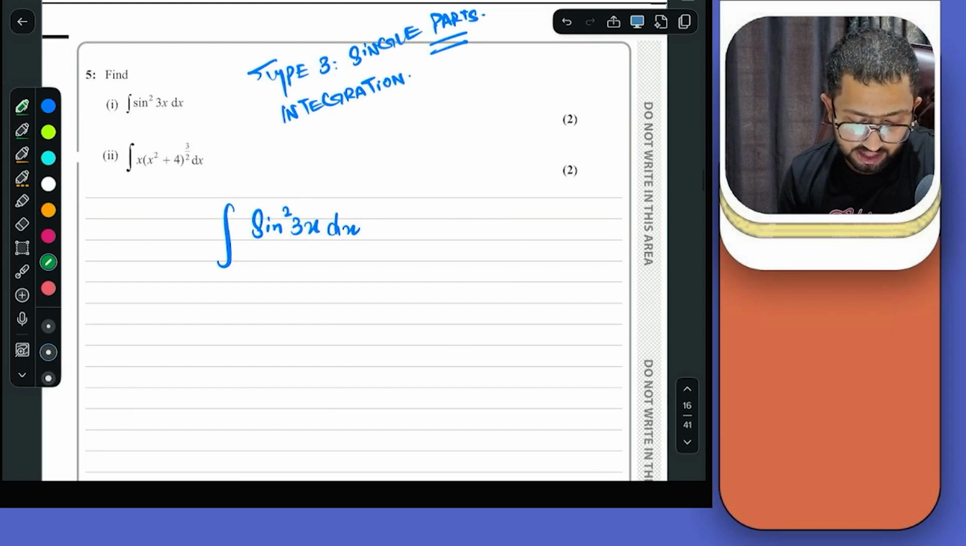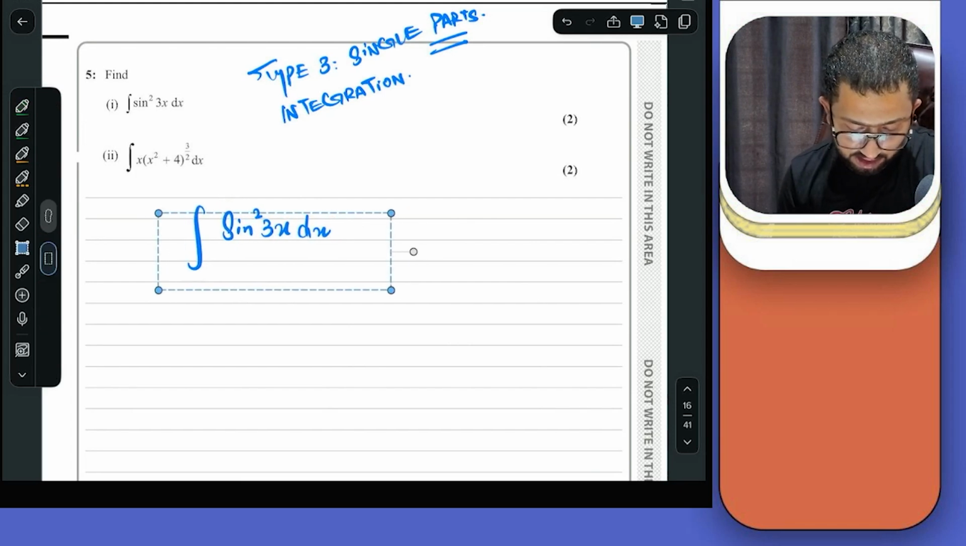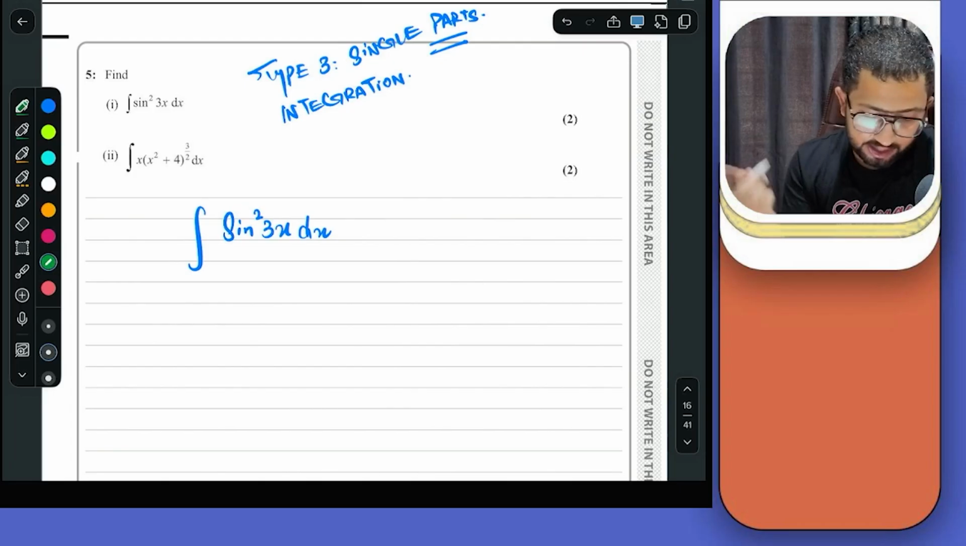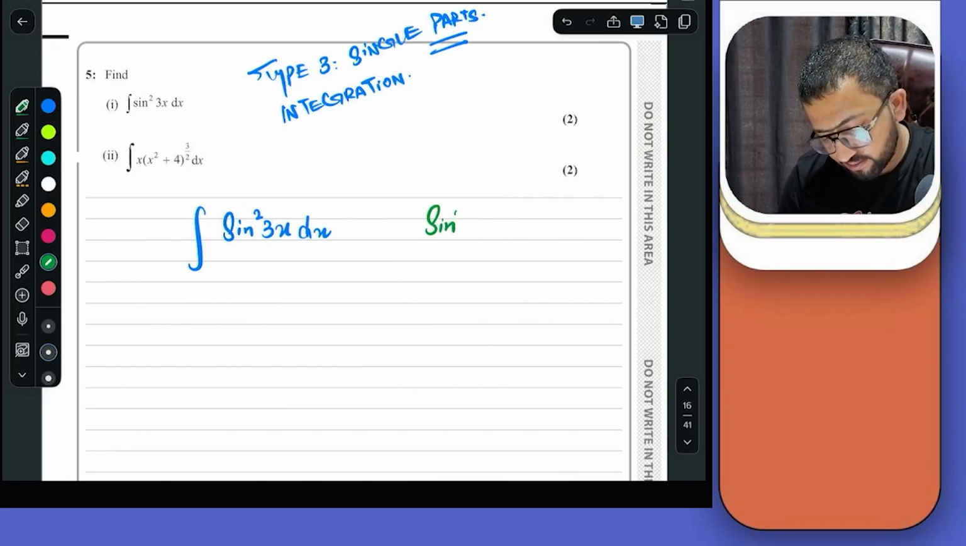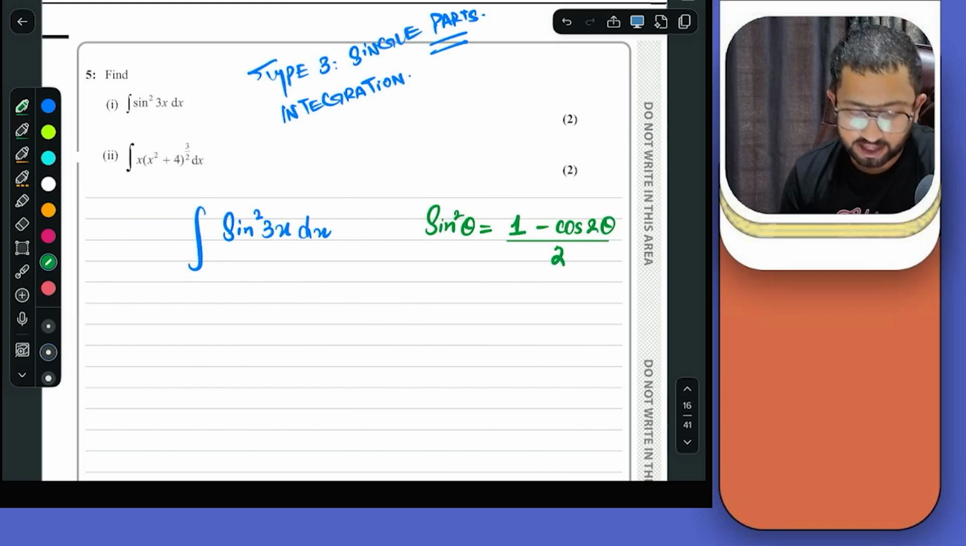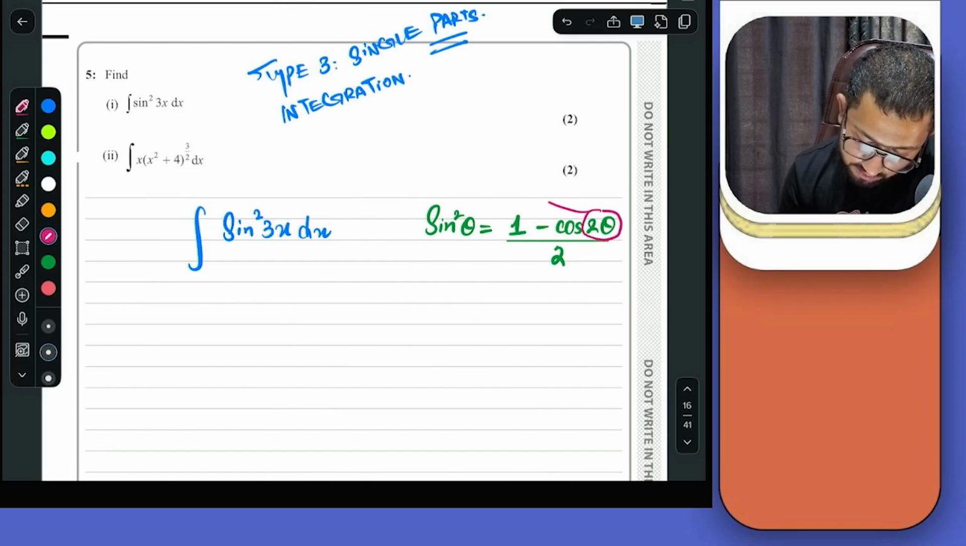That is an important idea. We did it in P3, which you need to memorize. So what I need to do, I need to apply a formula. What is the formula of sine square theta in trigonometry? 1 minus cos 2 theta divided by 2. We already did this formula in P3. I already told you the variation of this formula is that this angle is always a double of this angle.